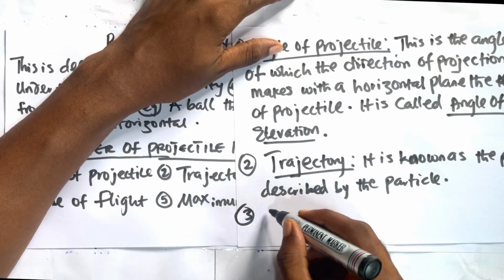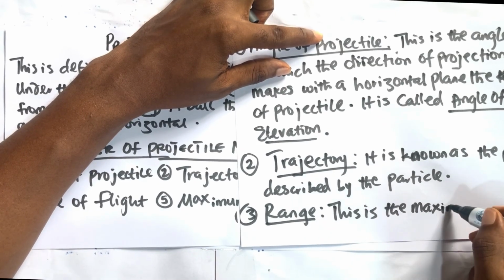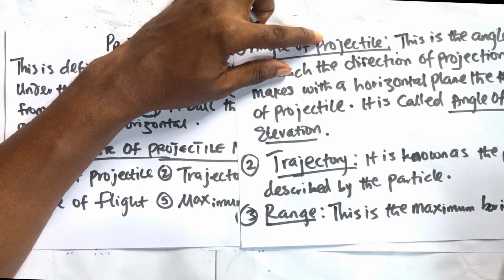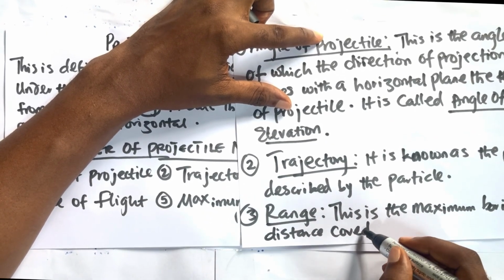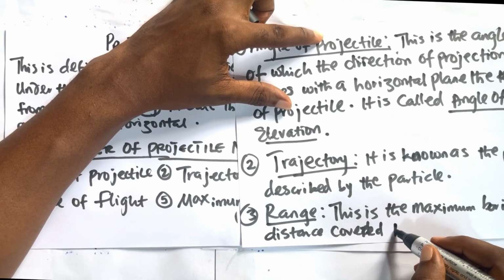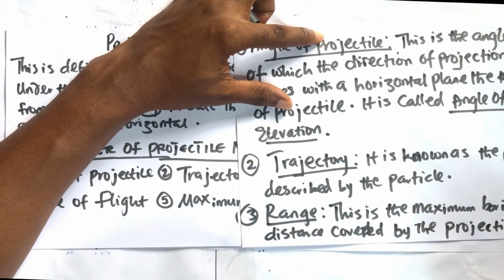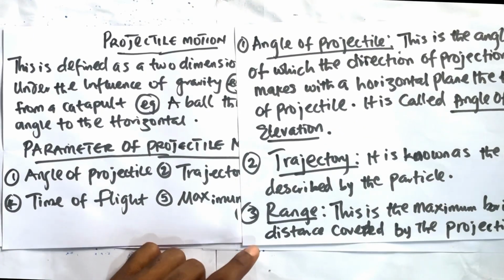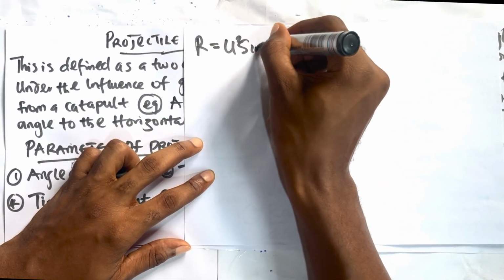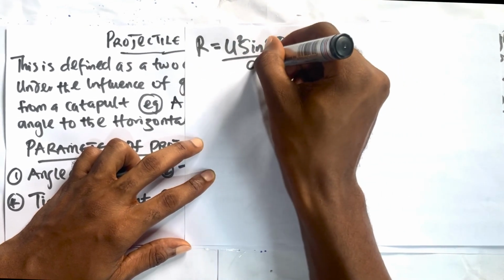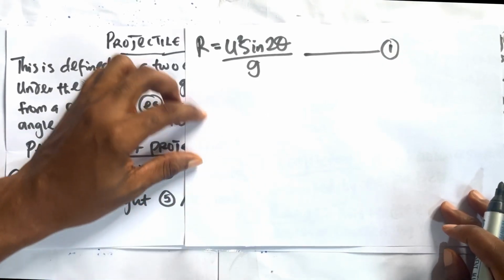We also have the range. This is the maximum horizontal distance covered by the projectile. So mathematically, it has a formula, the range, which is given as R is equal to u squared sine 2 theta all over g. Let me call this equation 1.